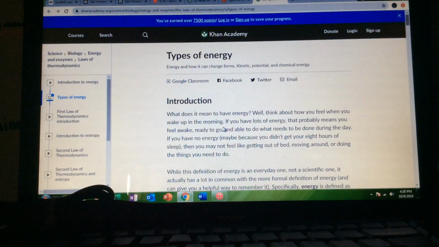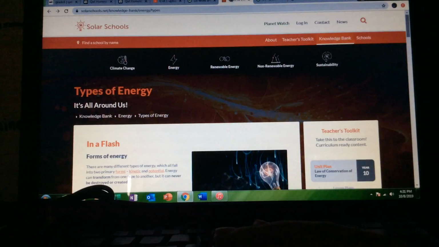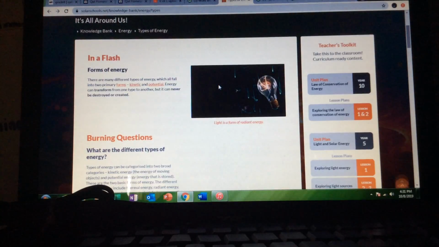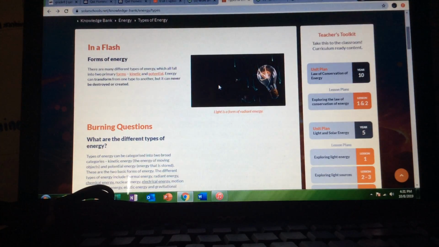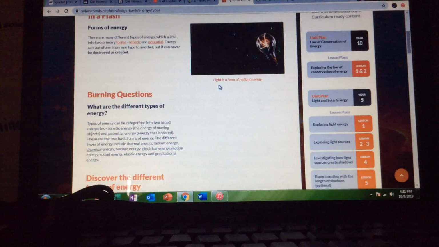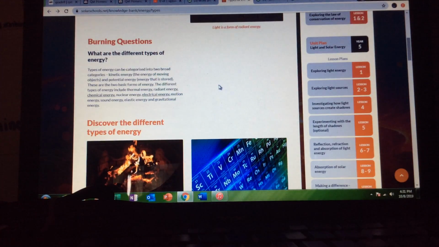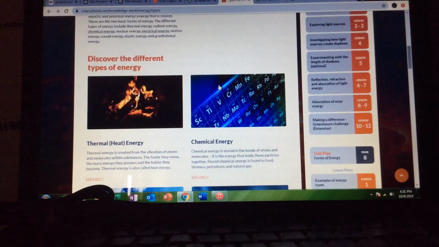Types of energy. So we tackle the types of energy like thermal energy, radiant energy, chemical energy, nuclear energy, electrical energy, motion energy, sound energy, elastic energy, and gravitational energy.